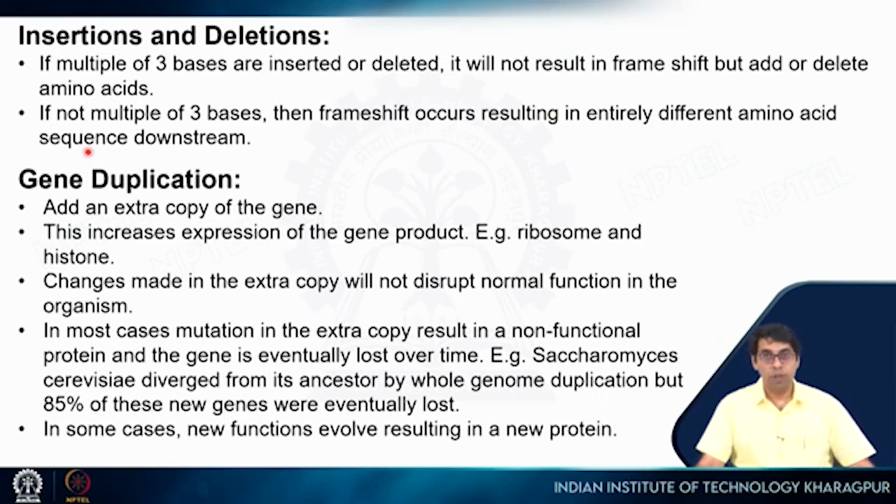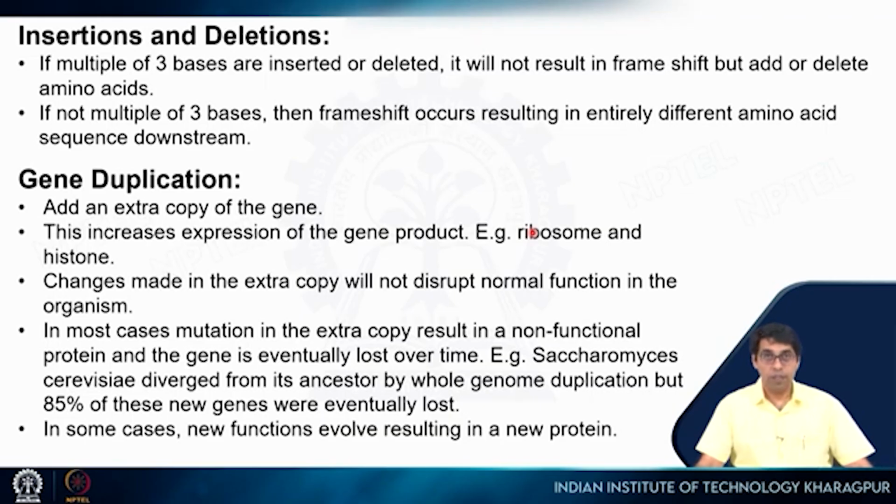and it will become a different protein. In many cases what happens is that gene duplication happens together with the promoter so that all the copies are actually expressed. This is something that is observed for ribosome and histone proteins, which have multiple copies of the same gene.